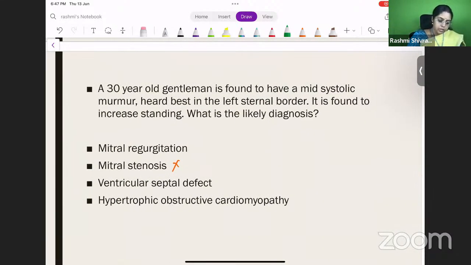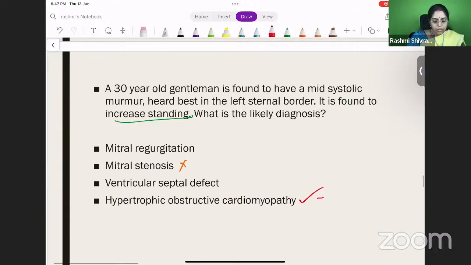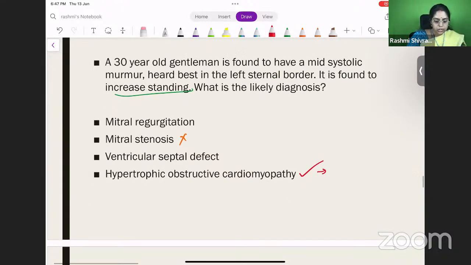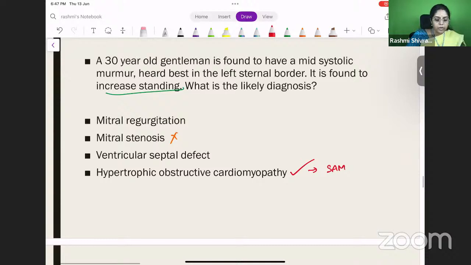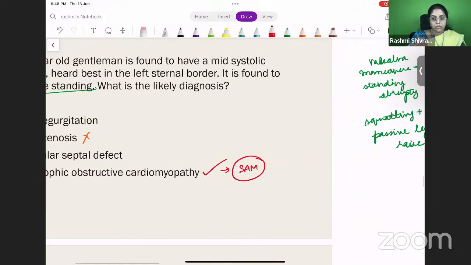So this patient is having an increasing murmur on standing. So the patient will be having hypertrophic obstructive cardiomyopathy. Right? Hypertrophic obstructive cardiomyopathy. One more thing, echocardiographic finding that you must remember, which is asked in the MCQs, that is SAM, the systolic anterior motion of the mitral leaflet.